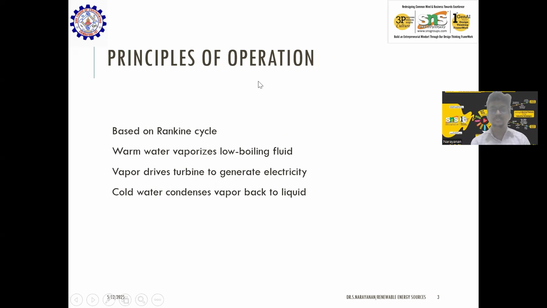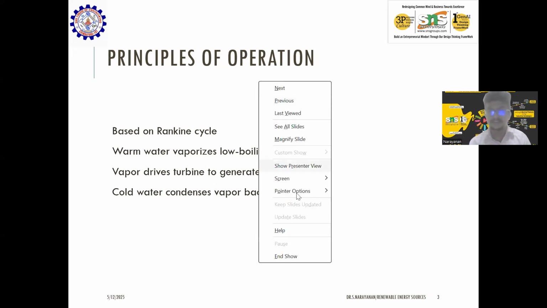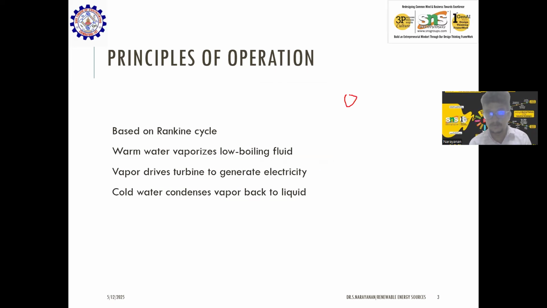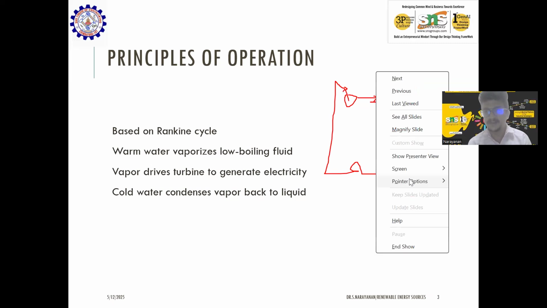So it is based on a Rankine cycle. I think we all know what a Rankine cycle is. It is a cycle which consists of a boiler which produces steam and a turbine, which is a prime mover, which produces mechanical energy. The shaft of the turbine will be connected to a generator, which converts mechanical energy to electrical energy, and the remaining steam after power generation will be condensed in a condenser and then pumped again to the boiler. So this is the function of the Rankine cycle.